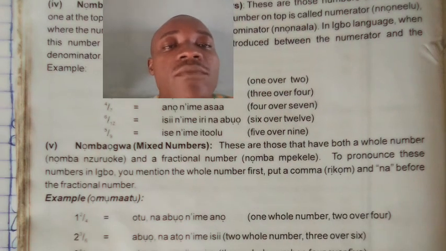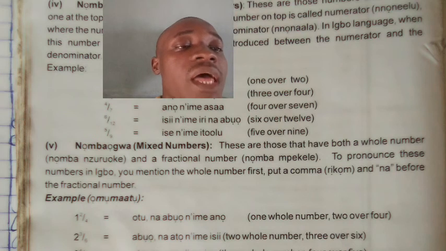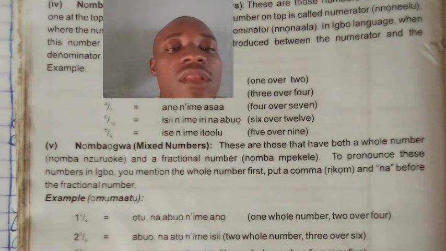So the next one is number oba, which means mixed numbers. Okay, these are those that have both a whole number and a fractional number. A whole number is number nzuroke, as I've said before, and fractional numbers are number mpekele. To pronounce these numbers in Igbo, you mention the whole number first, but put a comma, that is recom, and na before the fractional number.